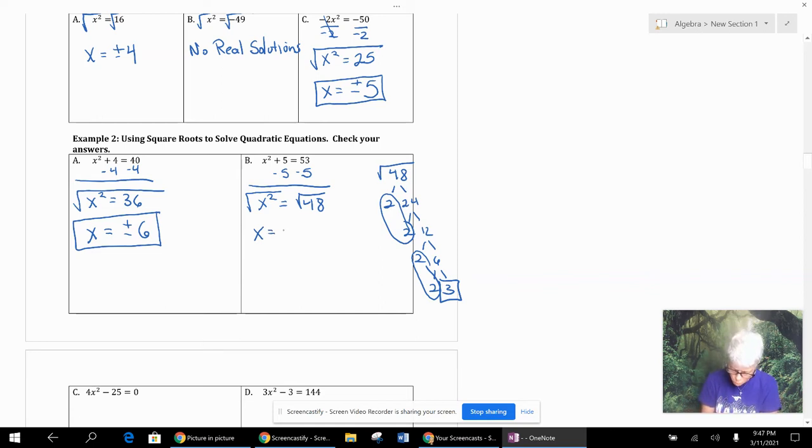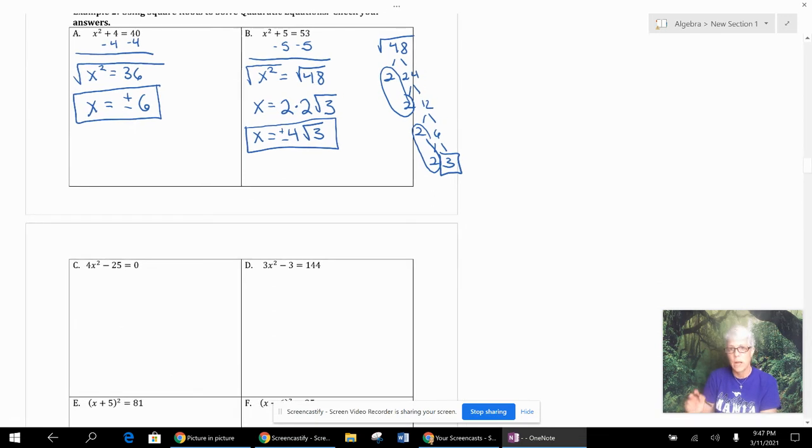We're going to pull 1, 2 out. We're going to pull another 2 out. And then the 3 is left inside. So x equals 4 to the square root of 3. And there's a plus minus in front of that 4.